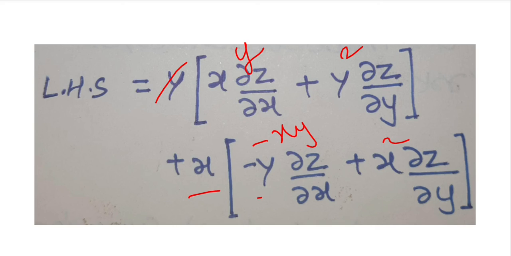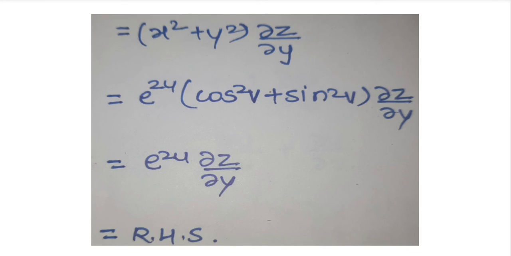Okay, so see here, plus xy ∂z/∂x and minus xy ∂z/∂x cancel, and here it becomes x² ∂z/∂y plus y² ∂z/∂y. Okay, so we have written them as it is.